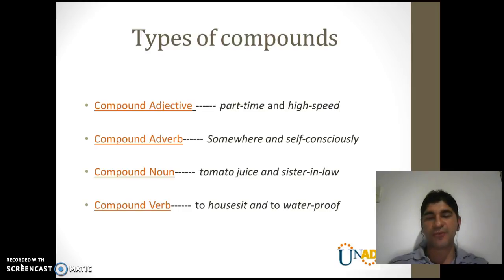Next, we have the compound noun, which is basically describing a thing. In this case, we have two separate words, tomato juice, and the hyphenated sister-in-law. And finally, we have the compound verb, which is the action. And we have two examples here, to house it, and finally to waterproof.